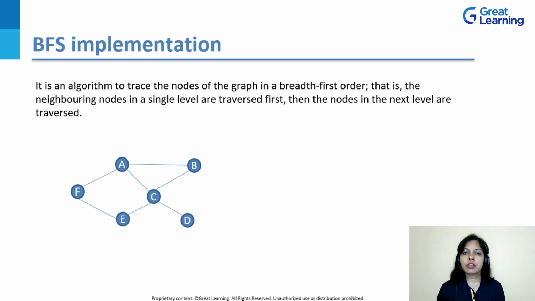It is one of the applications of graphs in which we are going to traverse the nodes of a graph in a certain order. As the name itself says, Breadth-First Search, that is along the breadth of a graph, along the horizontal level of a graph, we are going to search the nodes one by one in each level. So BFS, or Breadth-First Search, is your algorithm to trace the nodes of a graph in breadth-first order, that is in a single level. First, all the nodes will be traversed, then we'll go to the next level and then the next level.